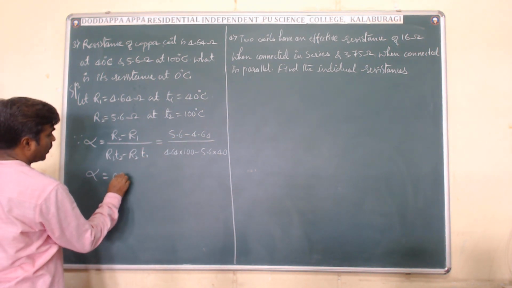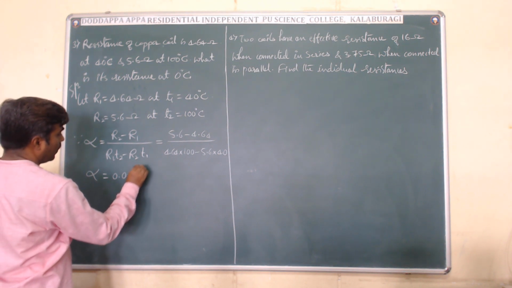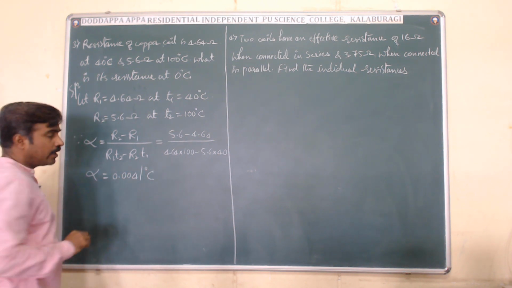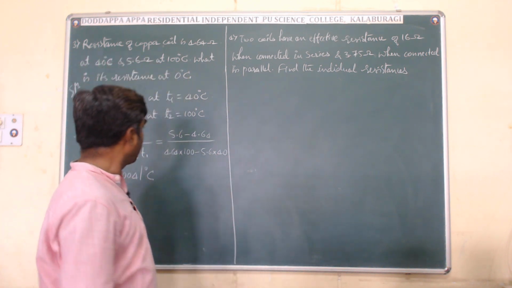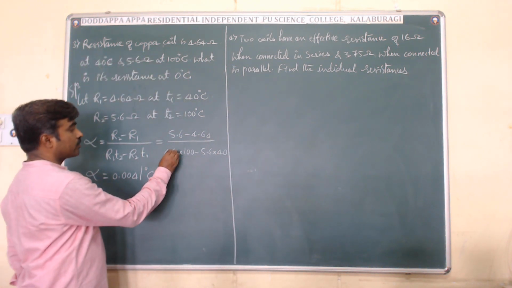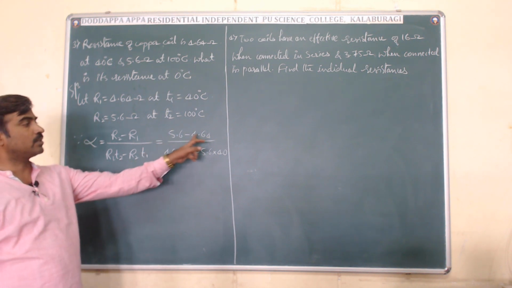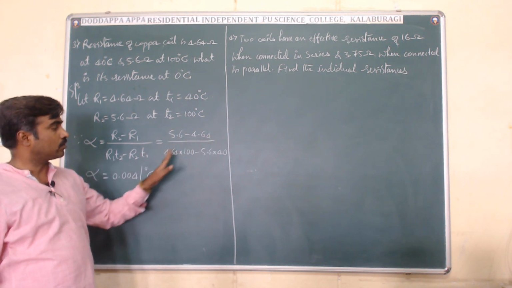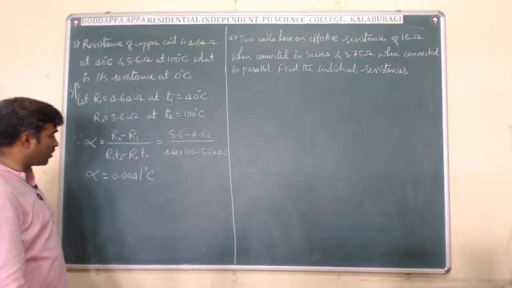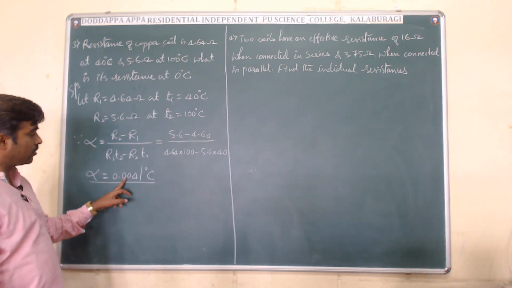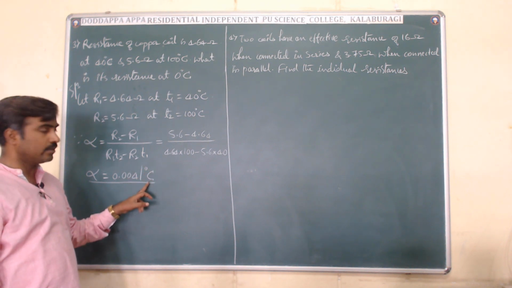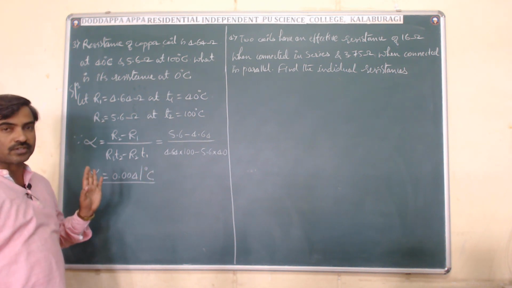When we solve all these equations, we get alpha equal to around 0.004 per degree centigrade. I am not going to calculate using the calculator here, you just see. After solving 5.6 minus 4.64 divided by, so all this multiplication and subtraction, we get the alpha value as 0.004 per degree centigrade. This is the temperature coefficient.